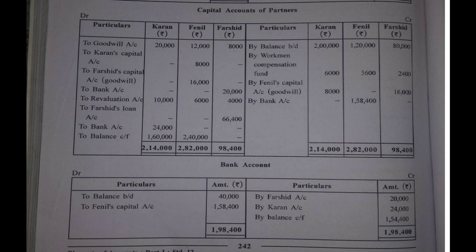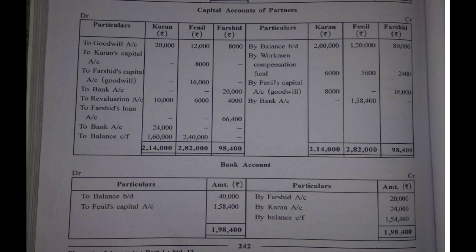12,000 plus 8,000 plus 16,000 plus 6,000 plus 2,40,000 that we have written as a new capital. So the total is 2,82,000 minus the amount mentioned on credit side. 2,82,000 minus 1,20,000 minus 3,600 gives you 1,58,400 for sure.